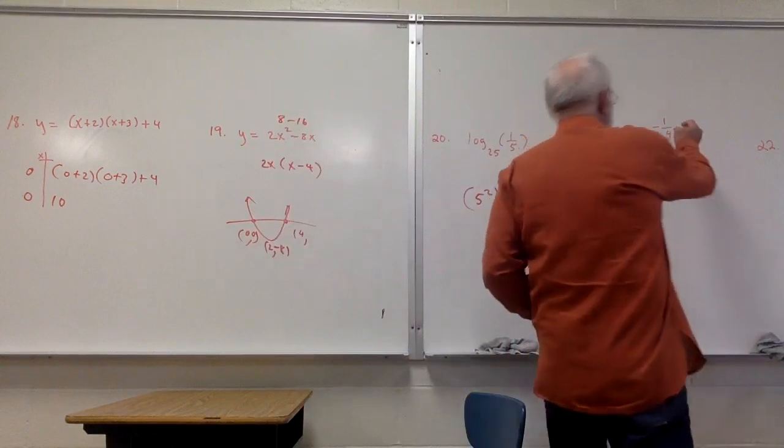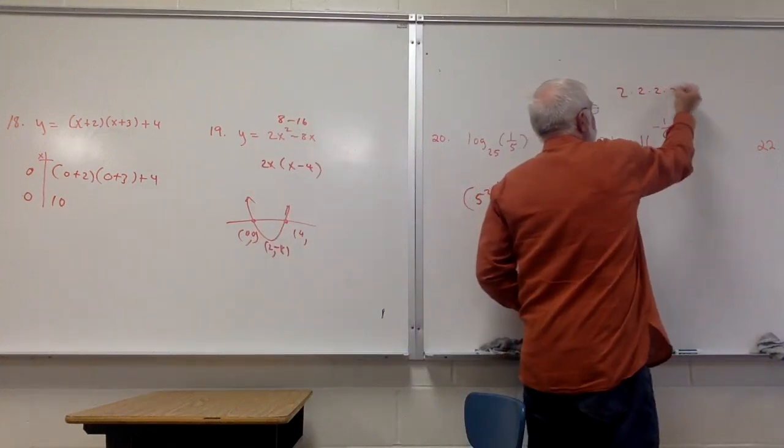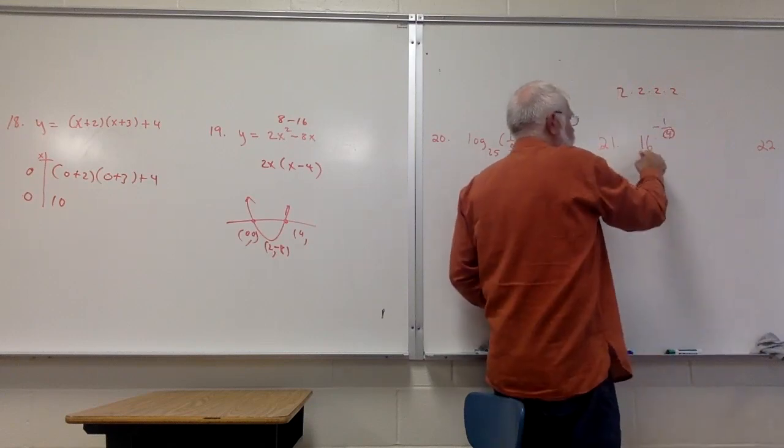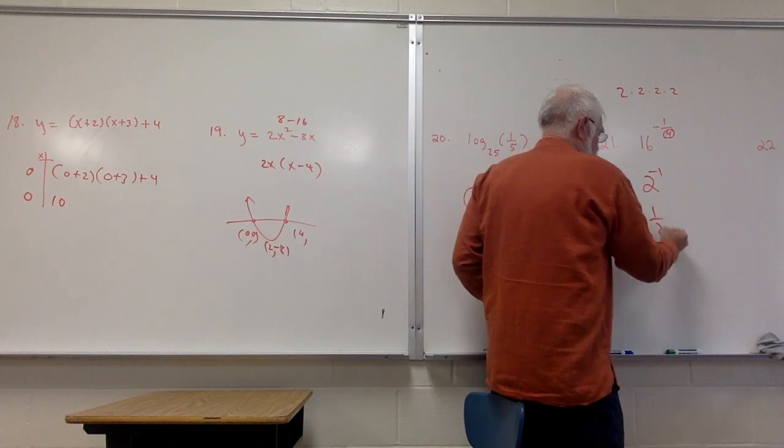16 to the negative 1/4. This is the 4th root of 16. 2 times 2 times 2 times 2 is 16. So what's the 4th root of 16? 2 to the negative 1. What's 2 to the negative 1? 1/2.